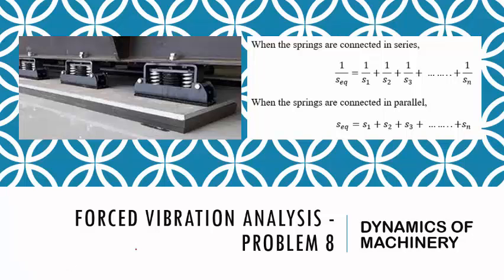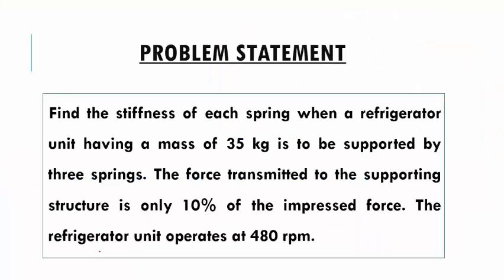Dear students, a problem related to force transmissibility is going to be discussed in this lecture video. Find the stiffness of each spring when a refrigerator unit having a mass of 35 kg is to be supported by 3 springs. The force transmitted to the supporting structure is only 10% of the impressed force. The refrigerator unit operates at 480 rpm. So this is the problem statement.